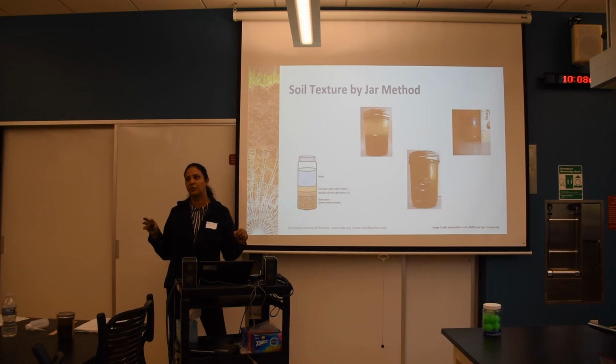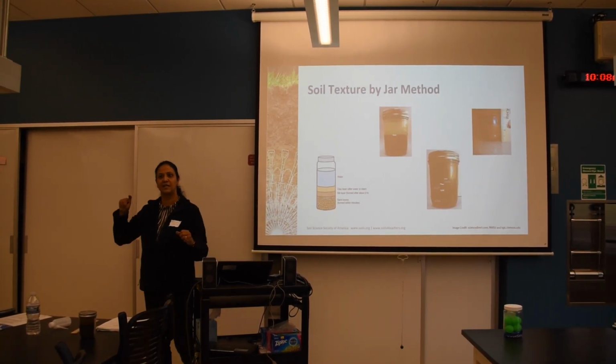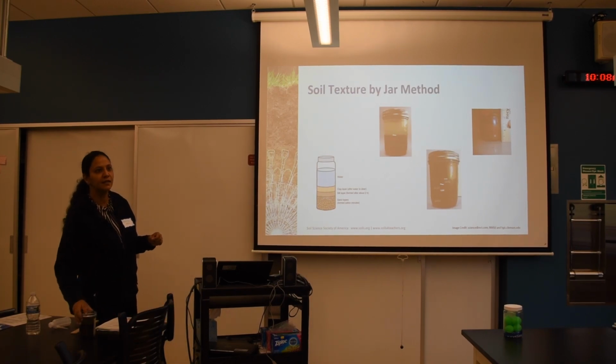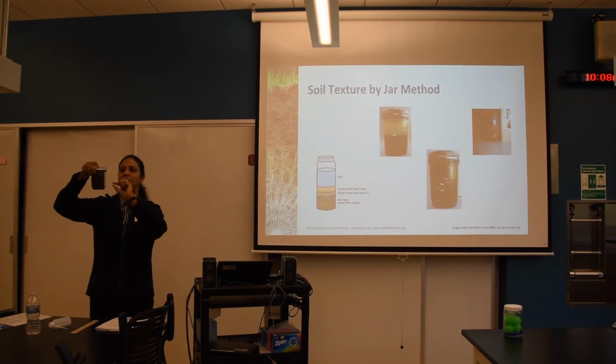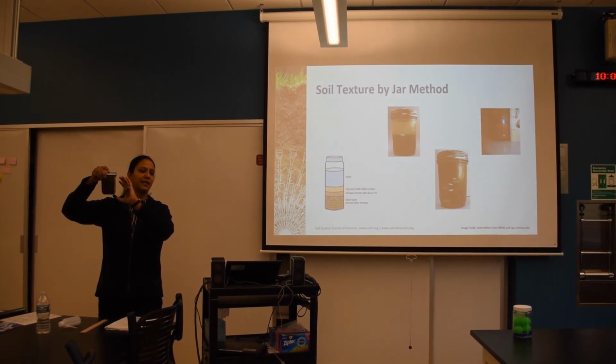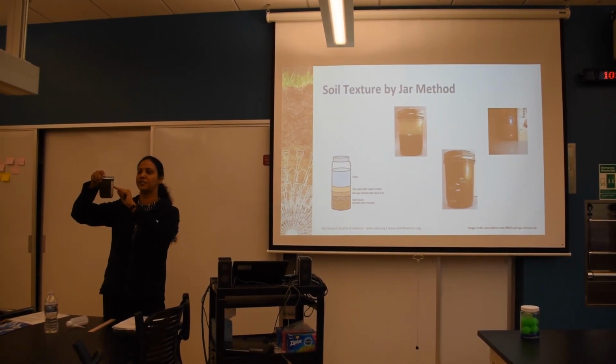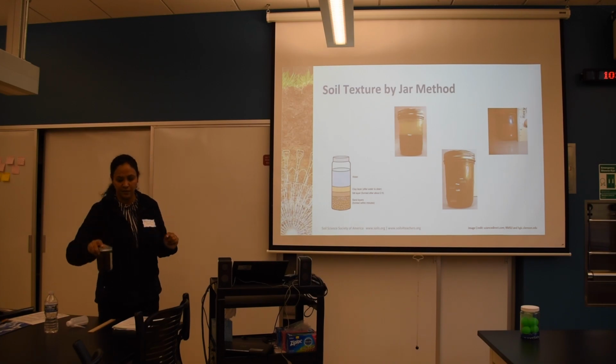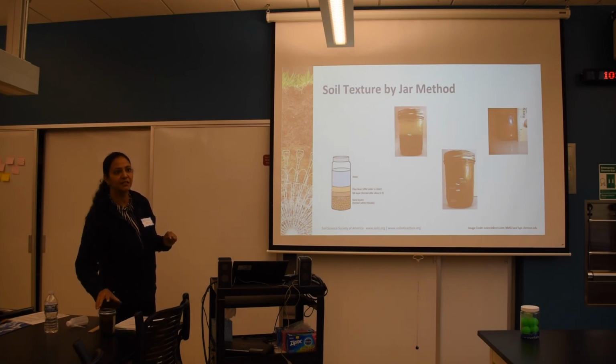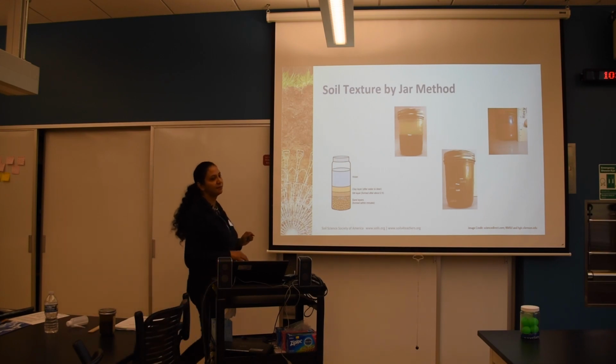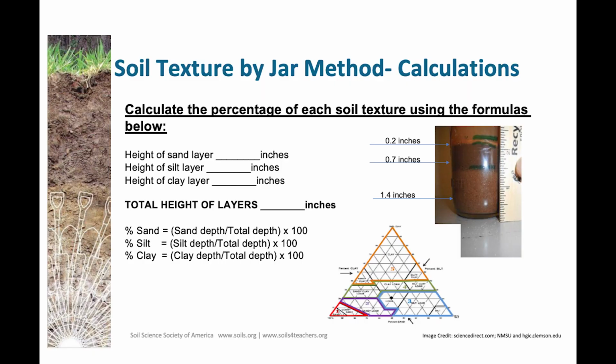After about 45 seconds to a minute, you will see the bottom layer as sand, and then let it settle down. After a couple of hours you will see the silt. Then after about 24 to 48 hours you will see the top layer as clay. So that's another method to determine the texture, but there are some calculations involved. We can work on the calculations to determine the percent of sand, silt and clay, and then we can talk about which part of the triangle it falls.